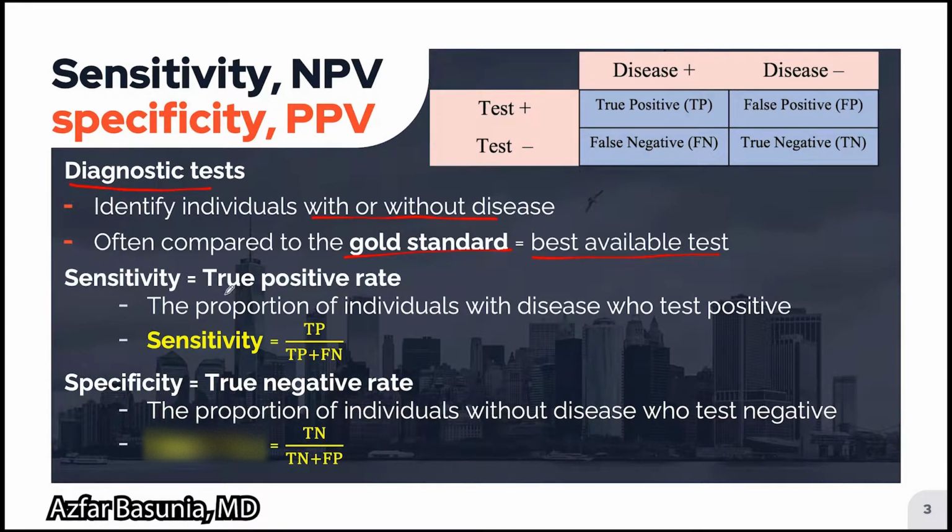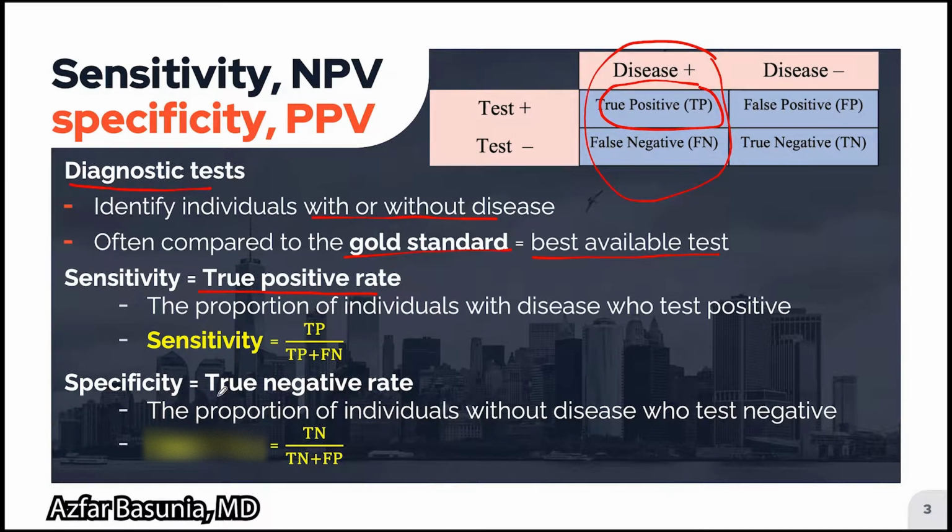The sensitivity refers to the true positive rate of a diagnostic test, that is the proportion of individuals with the disease who test positive for the disease. And thus, it is calculated by taking the true positive and dividing it by the total number of individuals with the disease, that is a true positive plus the false negative.